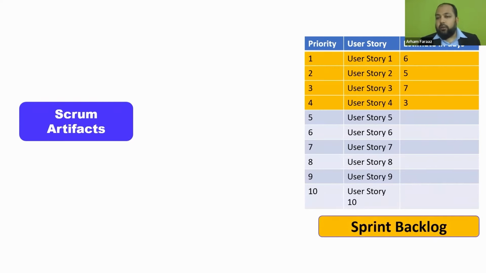Next one is the sprint backlog. From the product backlog that we had, we are going to pick something for the sprint. Let's say these 4 user stories are what we're going to build. So this becomes the sprint backlog. Of all the 10 items, these 4 items become the sprint backlog for us. The remaining are still in the product backlog, but we'll focus on these particular items for this sprint. That's what happens in a sprint backlog.